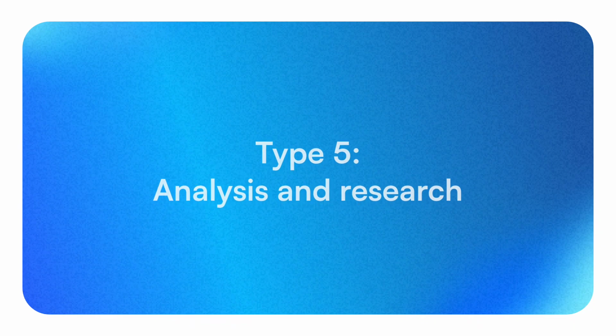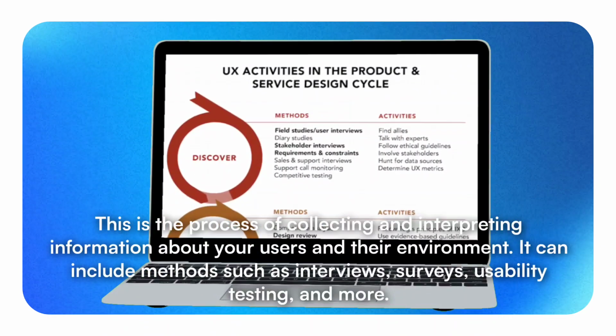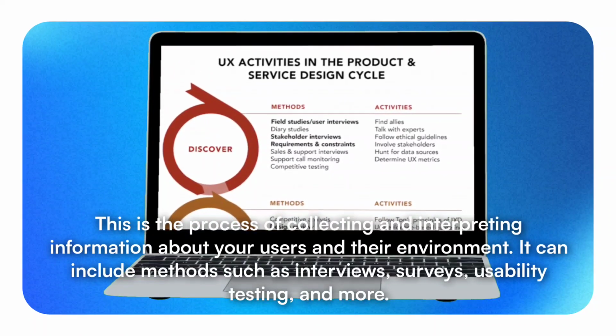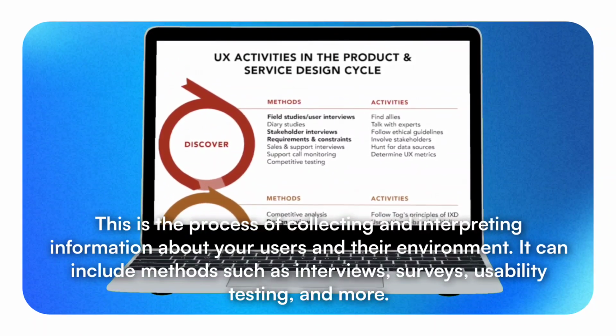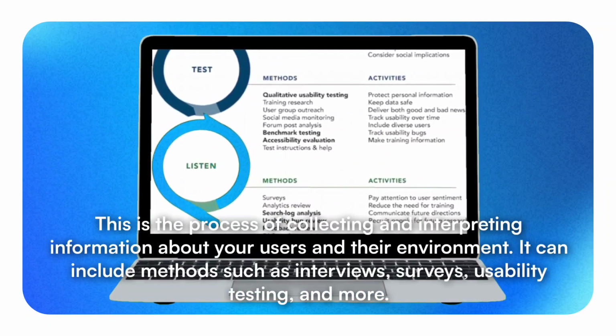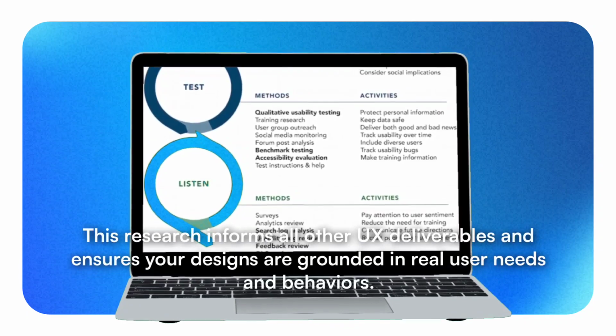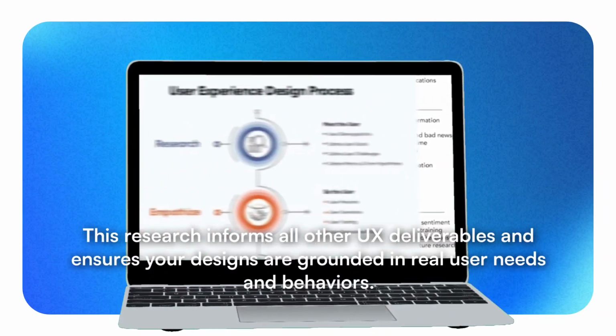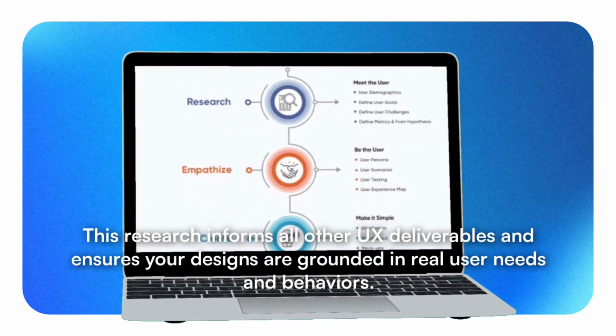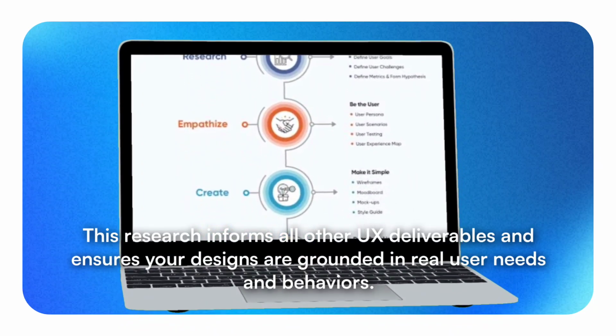Type 5. Analysis and research. This is the process of collecting and interpreting information about your users and their environment. It can include methods such as interviews, surveys, usability testing, and more. This research informs all other UX deliverables and ensures your designs are grounded in real user needs and behaviors.